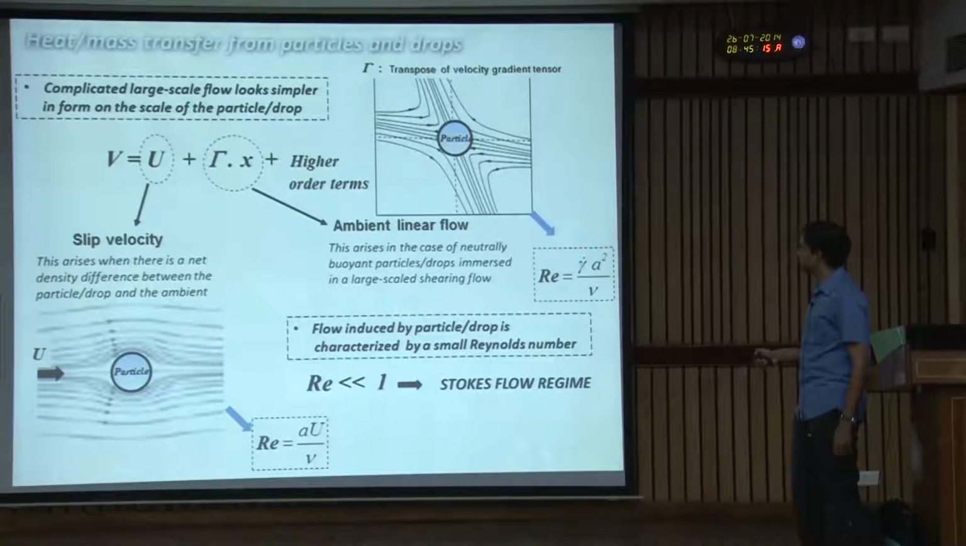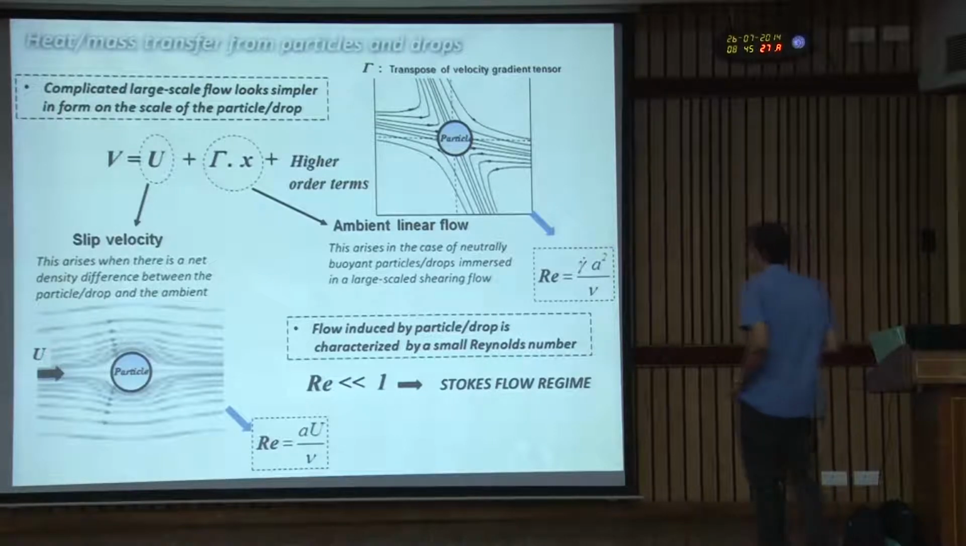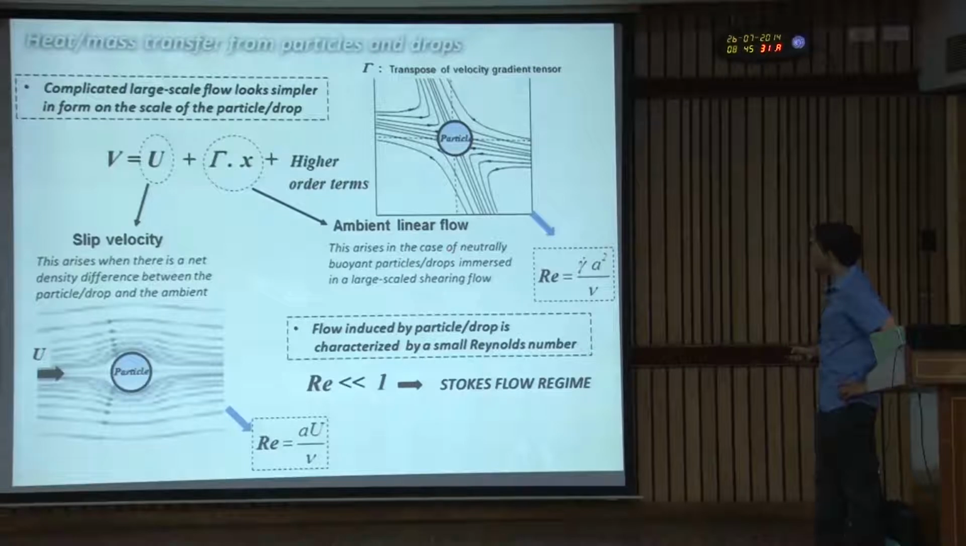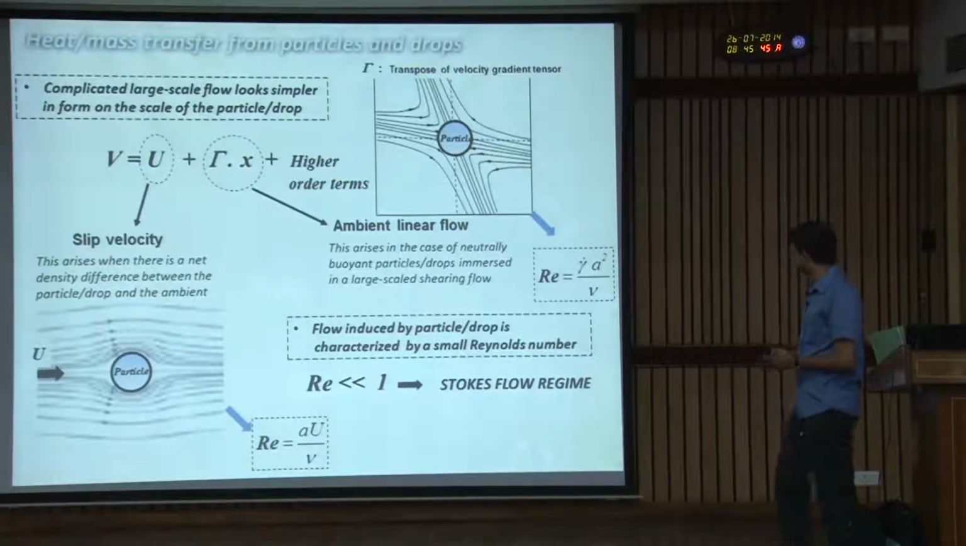Now this constant term would arise typically when there is a net density difference between the particle or the drop. So it sediments relative to the ambient, and so I have to worry about the slip term. Okay? Now in cases where the drop's density difference is not very large, and when it's exactly 0, these are called neutrally buoyant particles or drops, then this term goes to 0, and I have to only worry about what the shear does. Okay? So those will be the two cases we consider.